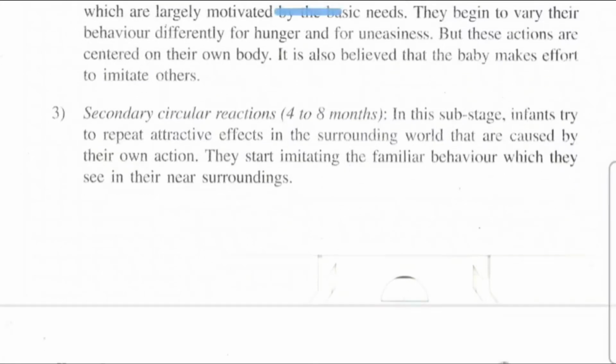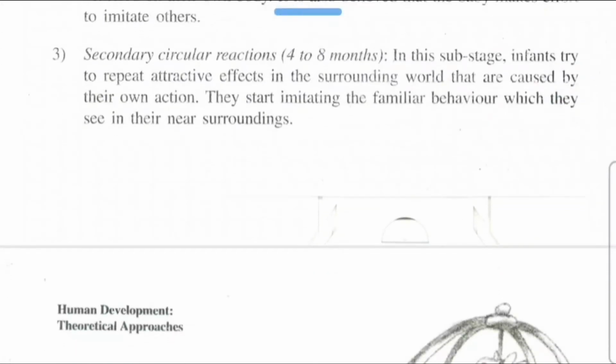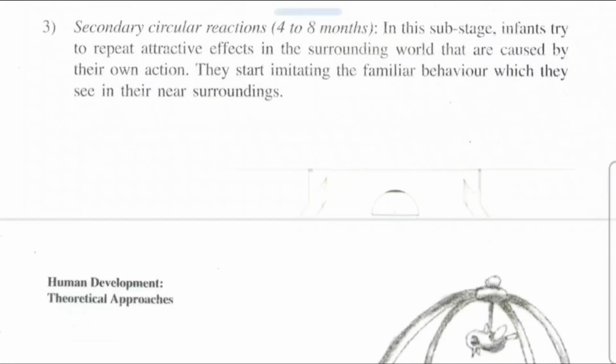3. Secondary circular reactions, 4 to 8 months. In this substage, infants try to repeat attractive effects in the surrounding world caused by their own actions. They start imitating familiar behavior observed in their surroundings.